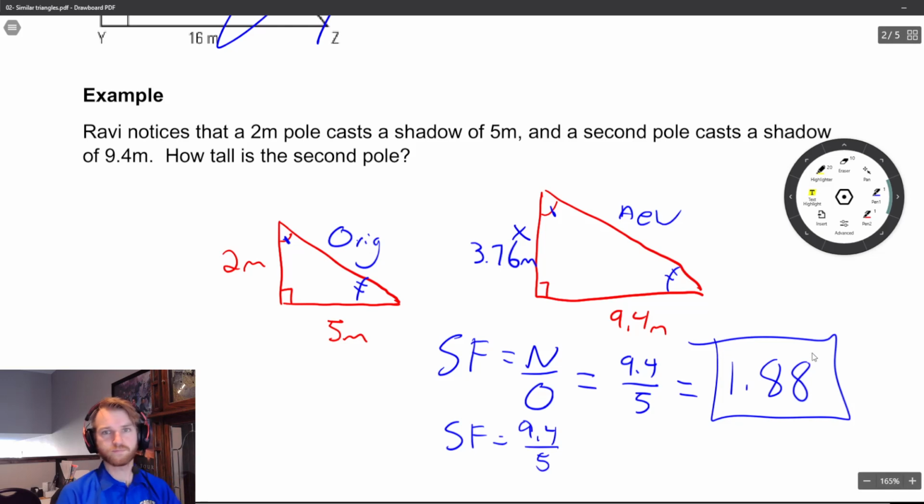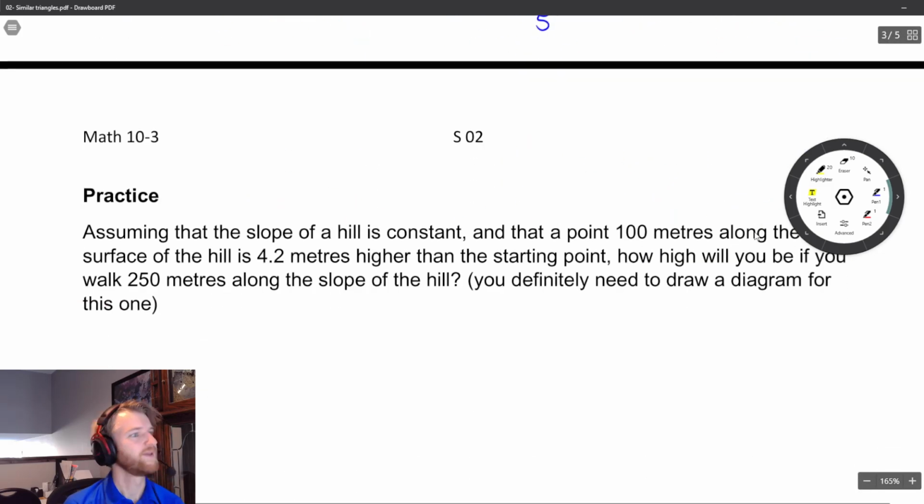And yeah, this actually does work in real life, by the way. There's no weird scenario here. It's just 2 shadows of 2 different poles. So, you know, dazzle your friends.